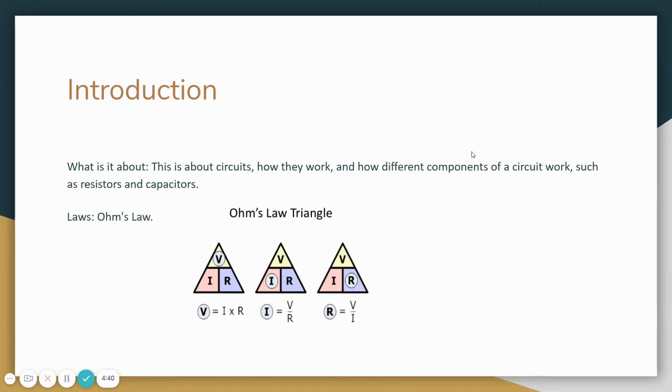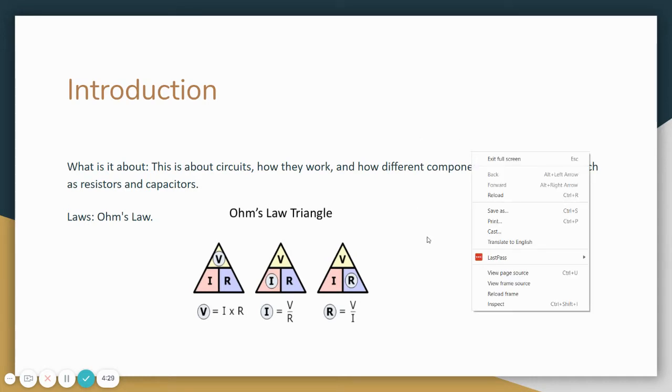The primary law that we used in this is Ohm's law, which is V equals IR, or any combination of that. This is a useful little triangle for that.